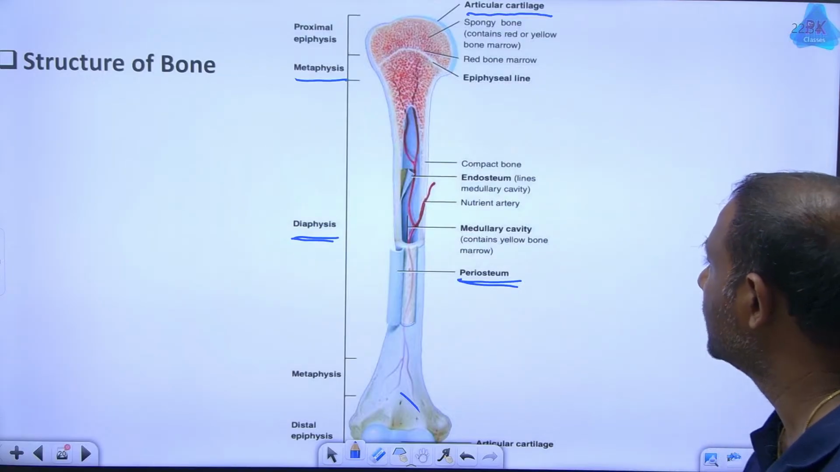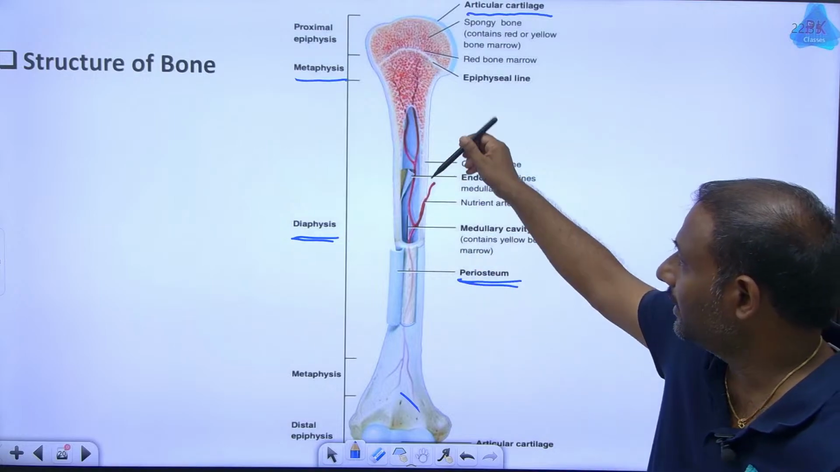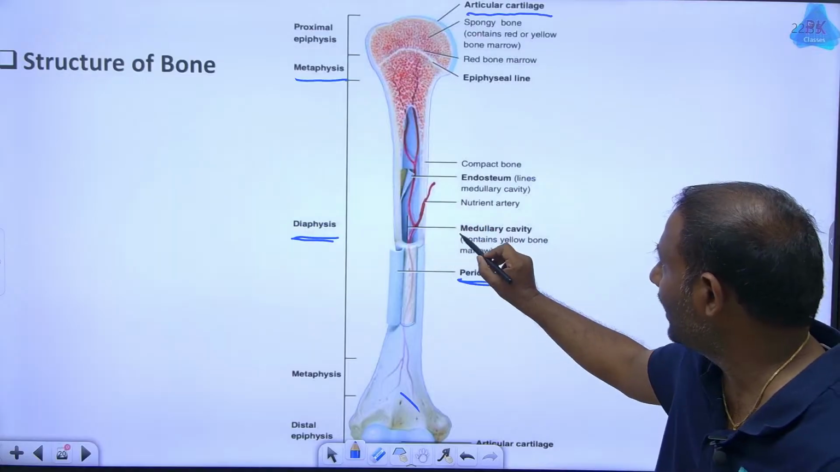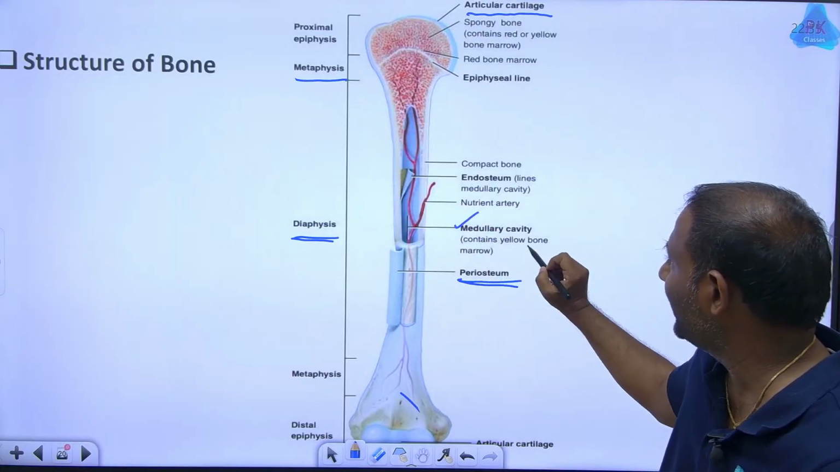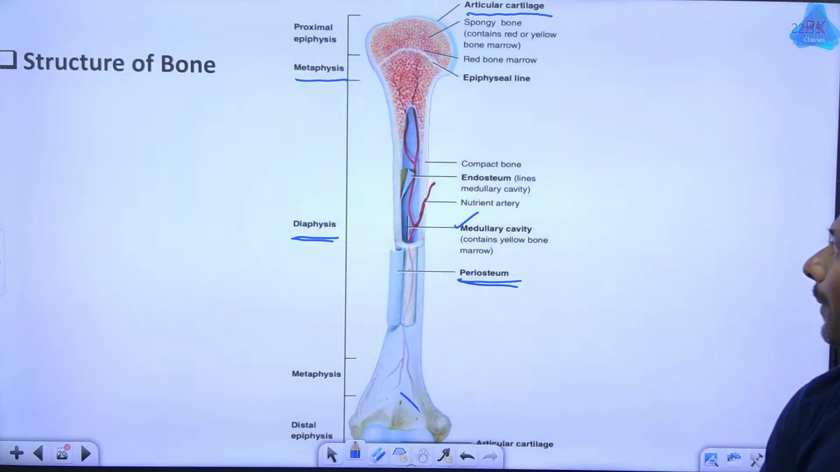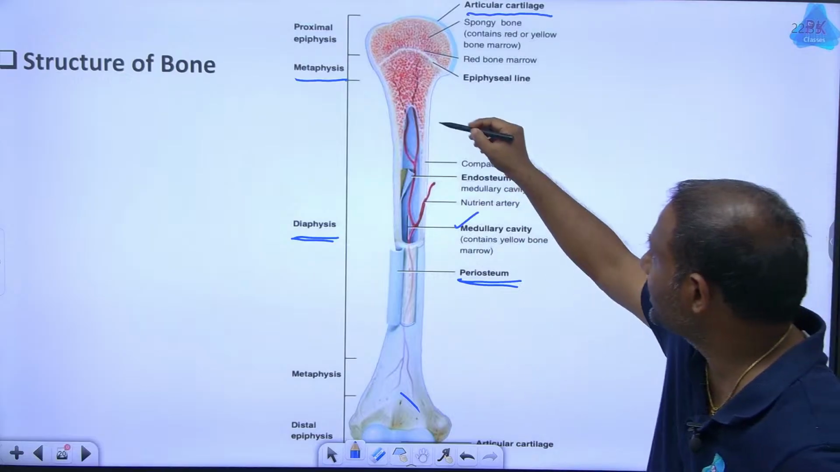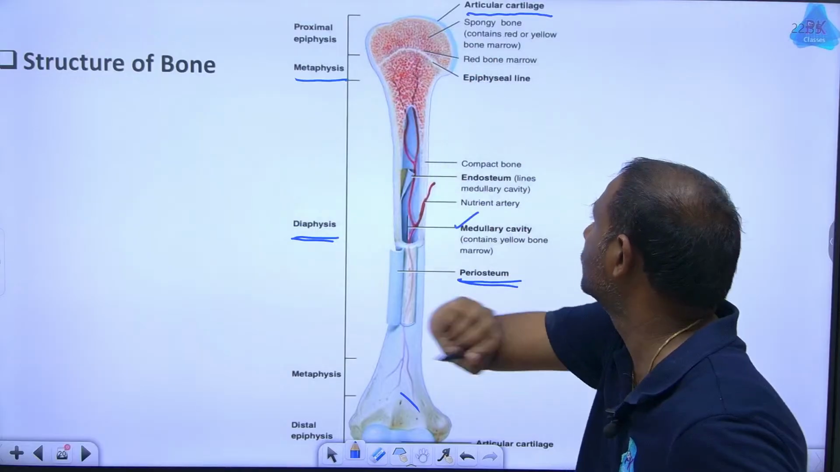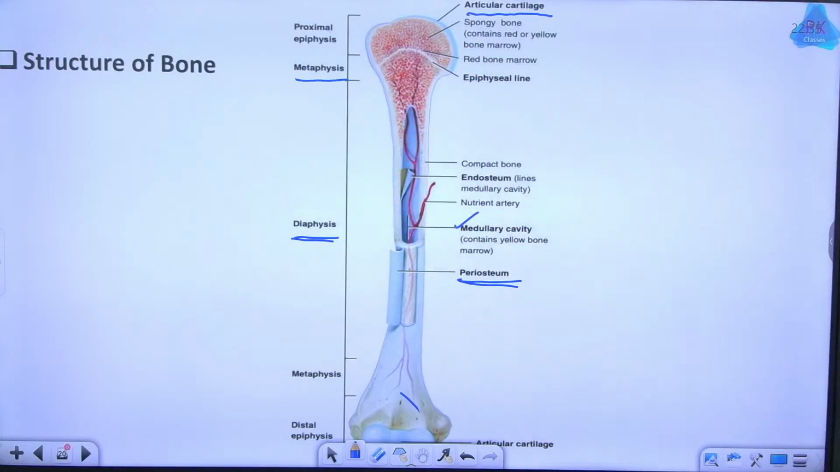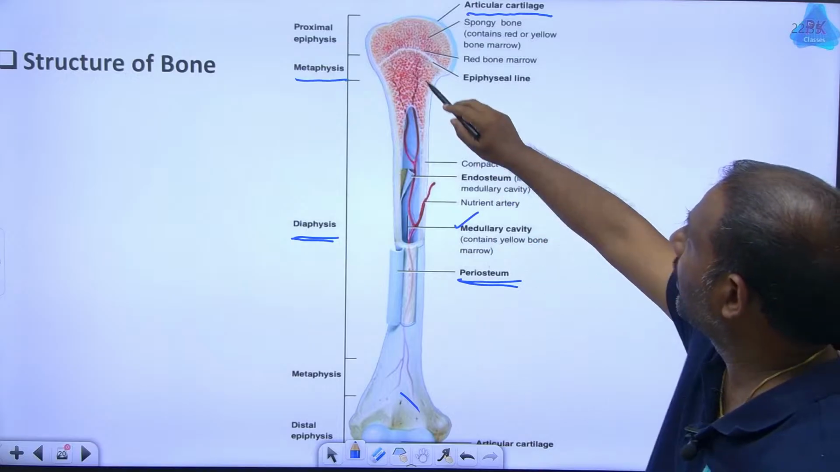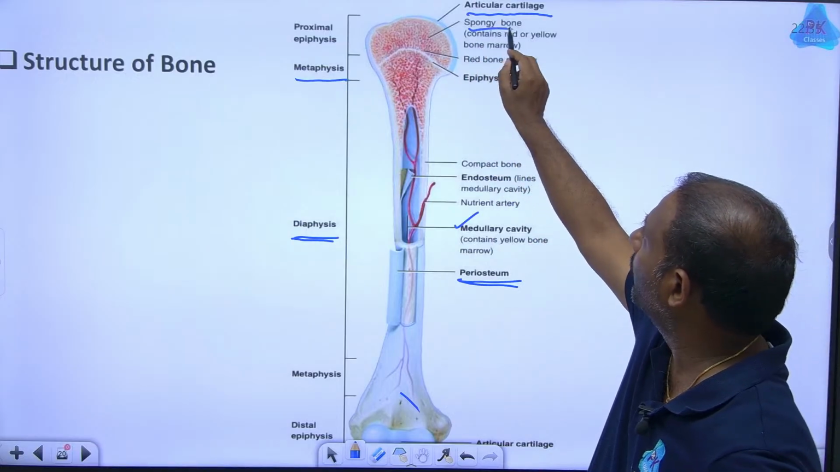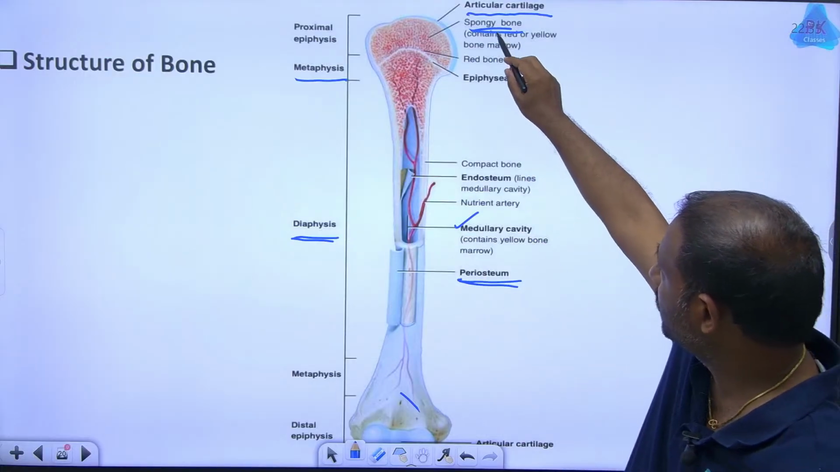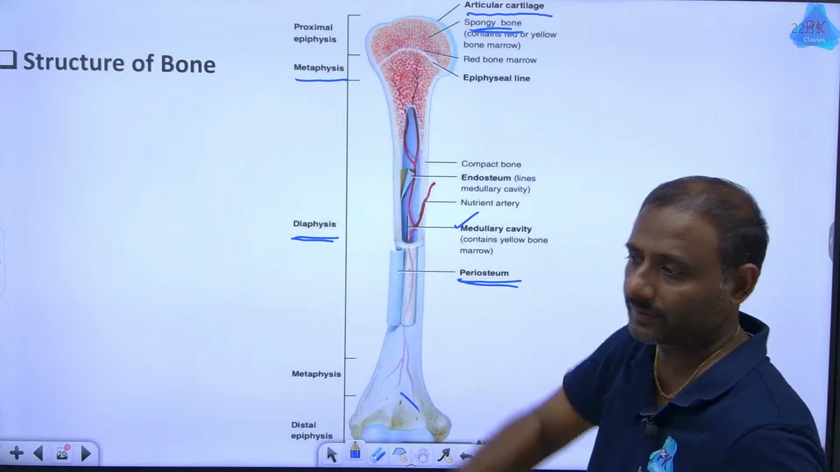Okay? So here in the diaphysis there will be a cavity. That cavity we call the medullary cavity, which contains the yellow bone marrow. And this is the compact bone, and this is the spongy bone, where the spongy bone can contain red bone marrow. So this spongy bone contains the trabeculae.